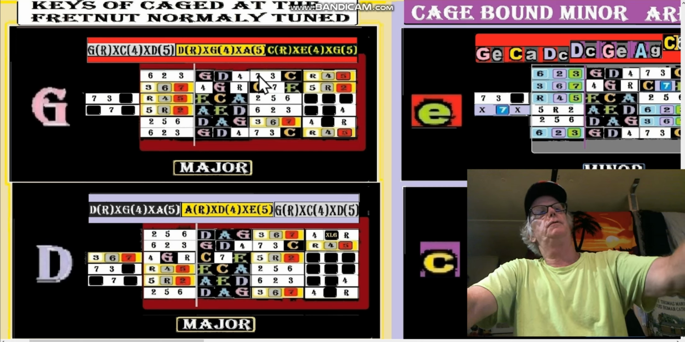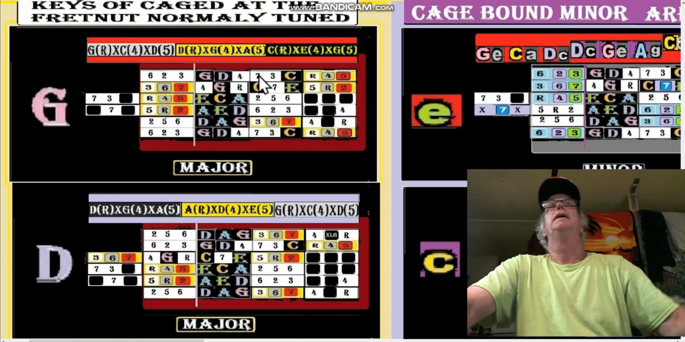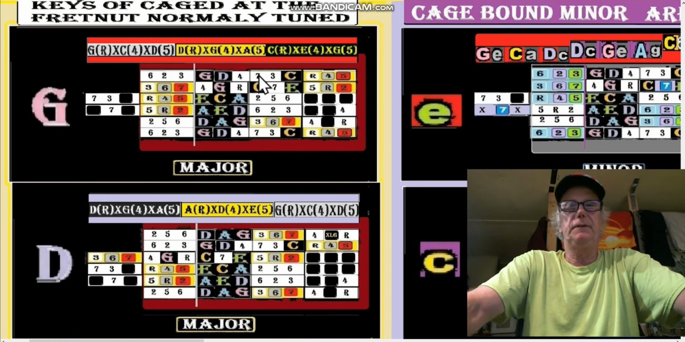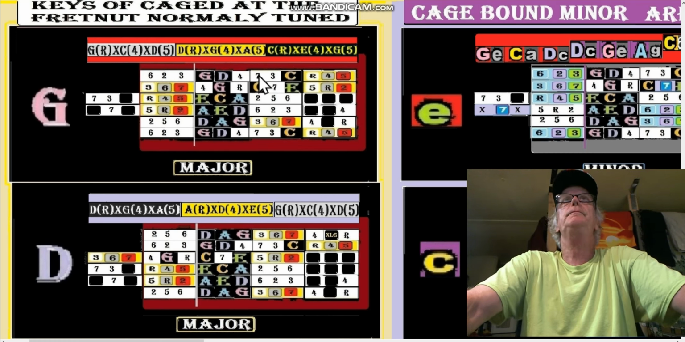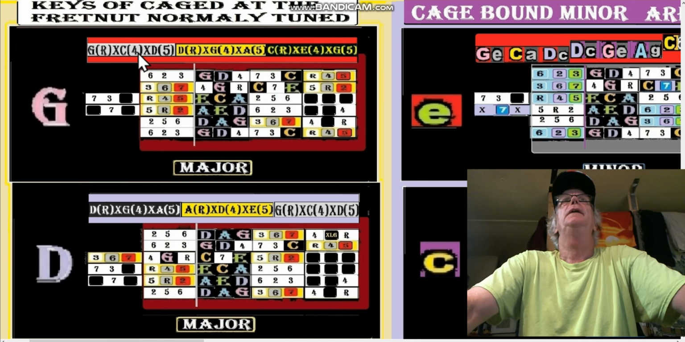1, 2, 3, 4, 5. 1, 2 is the D, 5 is the G, 7 is the B in the key of C. There's the D shape right there. Okay, and then we would go to the next box over with a D-shaped root.